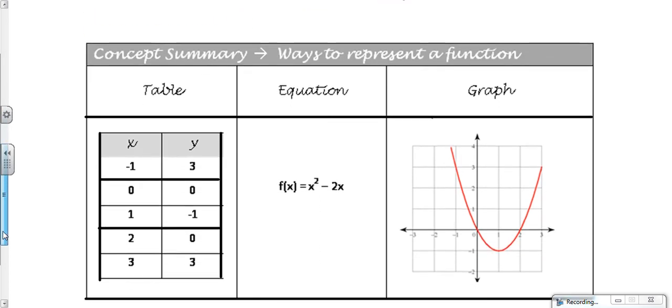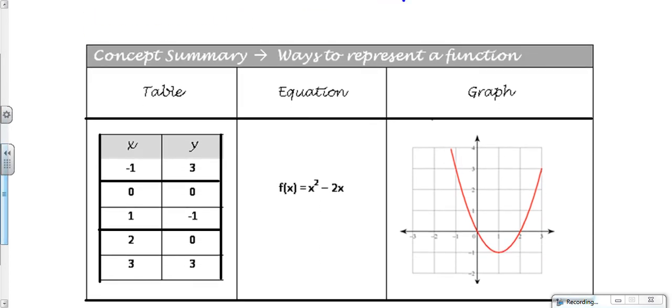So here's a nice little visual. Very familiar with the table. Here's the equation with the new change, and I would have liked this to say f of x instead, since we're using functional notation. And then we would have our graph on the right. So just a couple of changes here, and this is the main one in the middle.